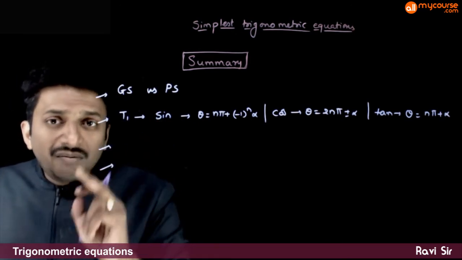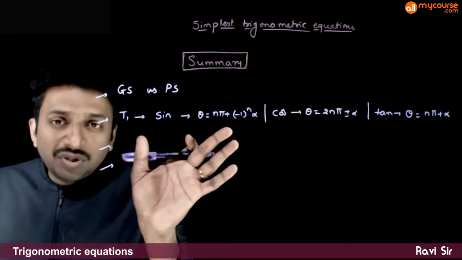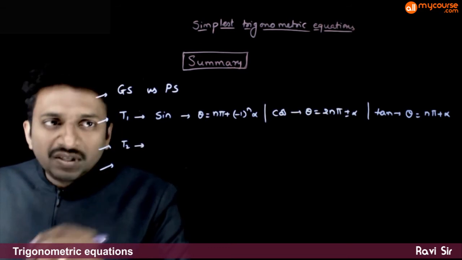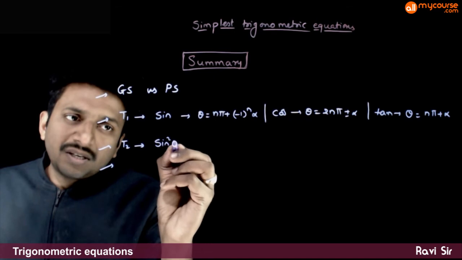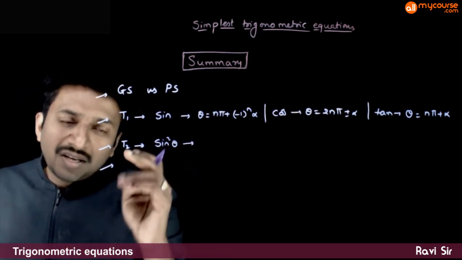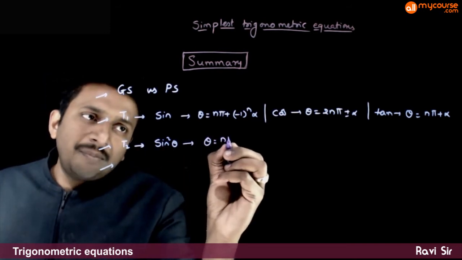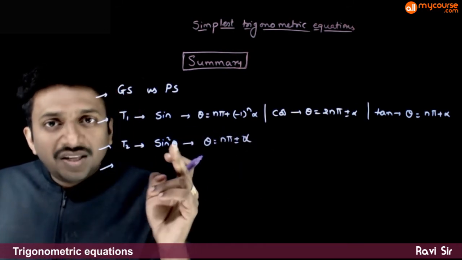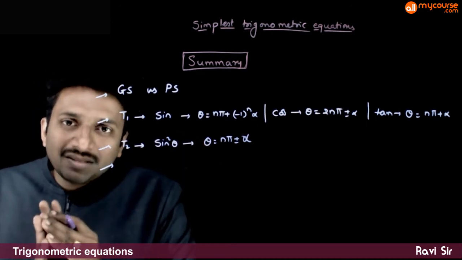For these equations, usually we have two solutions per revolution. Next, if you go to type 2, these types involve squares of trigonometric equations. Whenever you have squares, whatever the trigonometric ratio you're dealing with, the answer is always n pi plus or minus alpha. If you have sine square theta is equal to sine square alpha, or any trigonometric ratio, theta is equal to n pi plus or minus alpha.